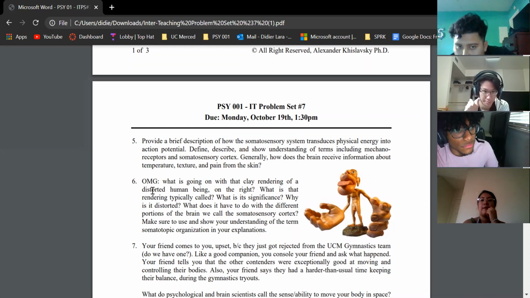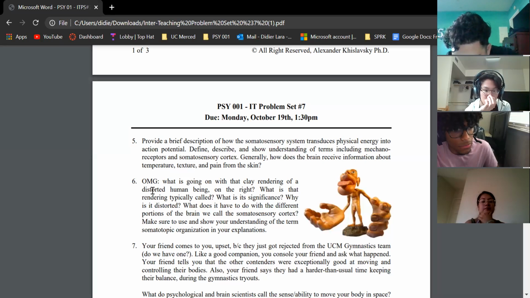That's all I put. Yeah, I just described how the head and the face are bigger than the rest of the body because they're more sensitive and they have more dedicated neurons in each part of the body. So the bigger the part of the body is, the more sensitive it is to stimulus.